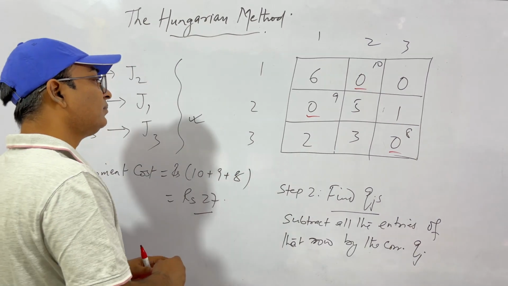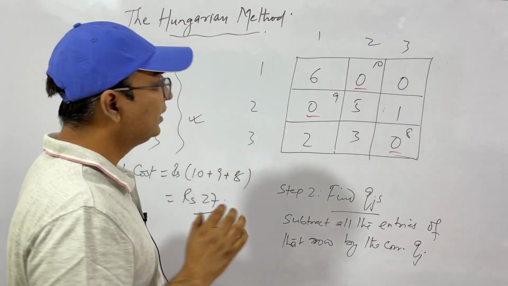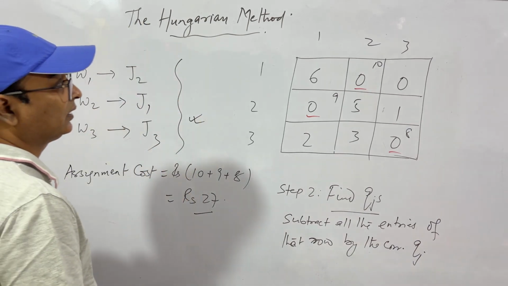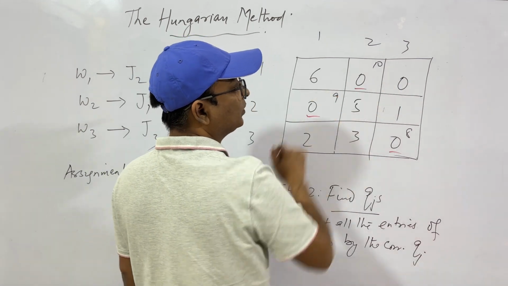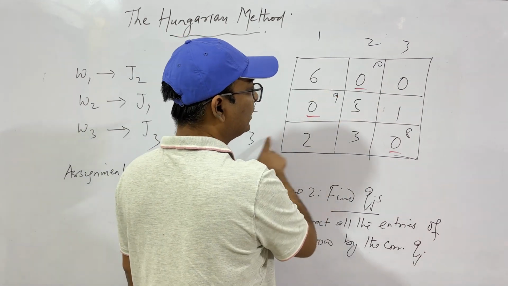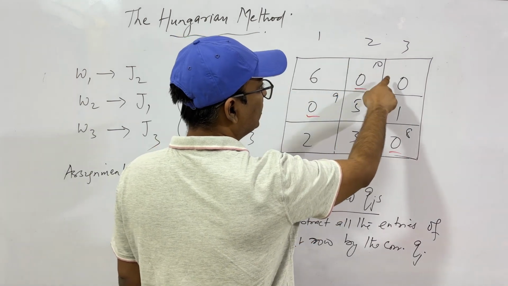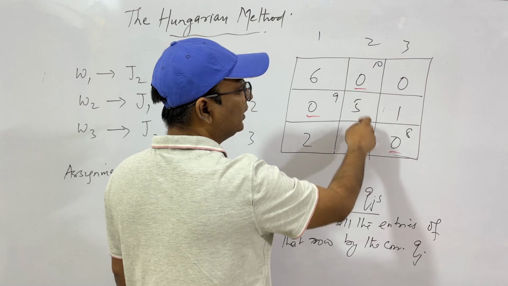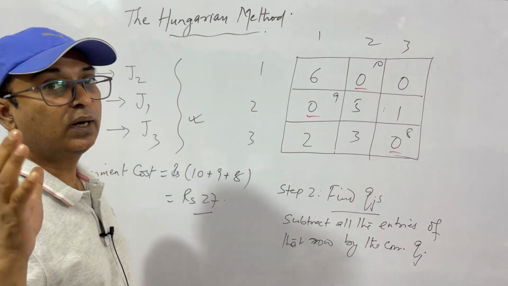But we have found our feasible solution, our optimum solution very simply here. But there will be cases when you won't be able to find solution here. For example, if this was not 0, then third worker was also available with job 3, and first worker was also available with job 3, and no one was available for job 2. If this was not 0, it was 1, 2, 3, anything. So that case can also appear.